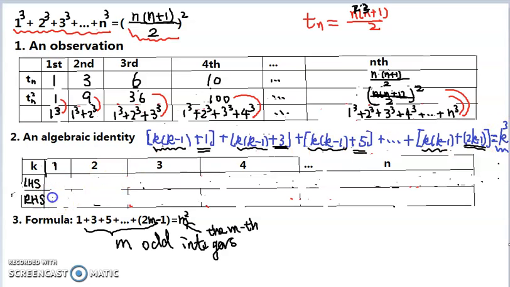That gives us 1 cubed. And then we'll replace k with 2. That gives us 2 cubed. Replace k with 3, we have 3 cubed. Replace k with 4, we're going to get 4 cubed. And continue this pattern. We're going to get the last one, that is n cubed, replacing k with n. Now let's look at the long expression on the left-hand side.